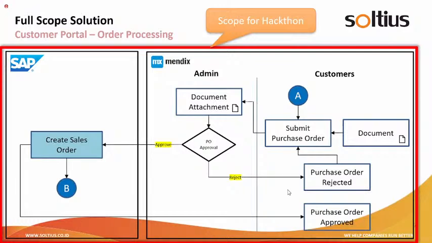If the PO is rejected, it will be sent back to the customer, and the customer has a chance to revise the purchase order and resubmit it. If the PO is approved, it will be sent to SAP, and the sales order will be created in the SAP system. Then an update will be sent to the customer that the purchase order is approved. Okay, let's continue to the next section, Mr. Hari.